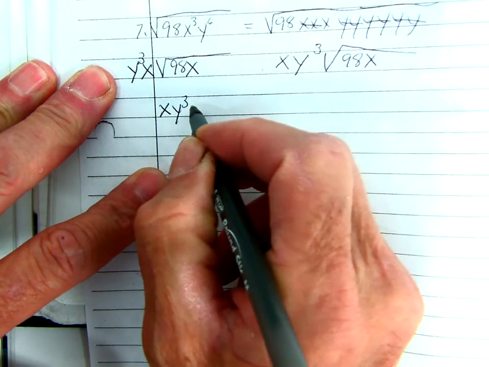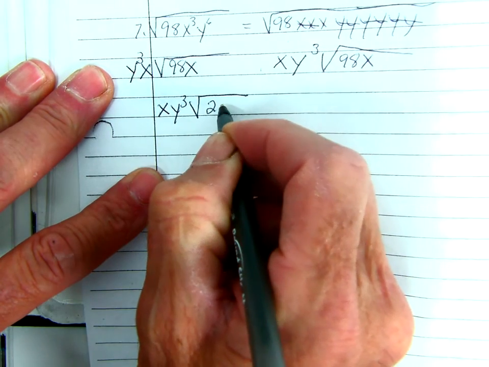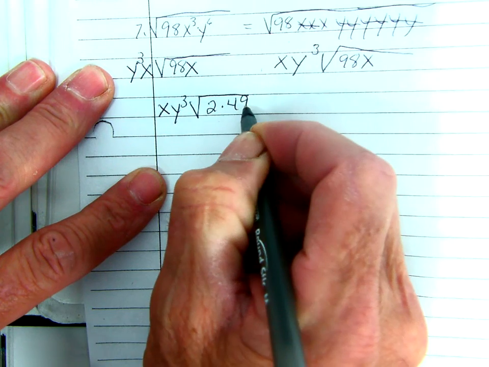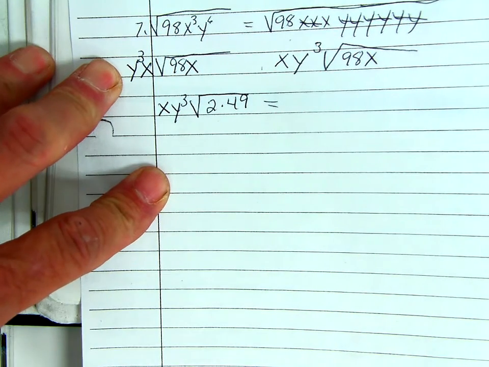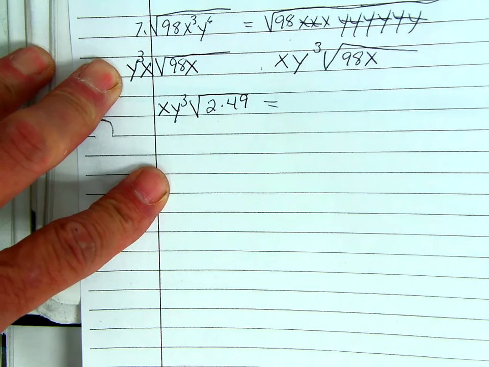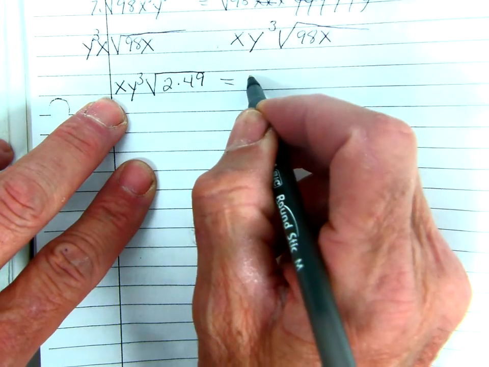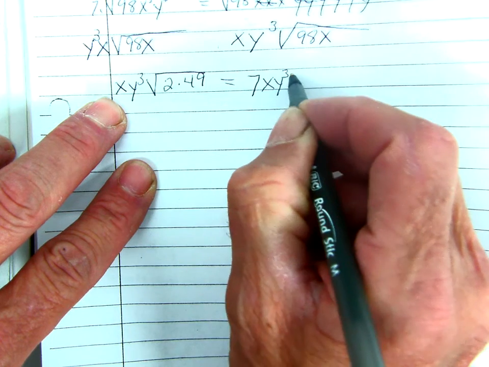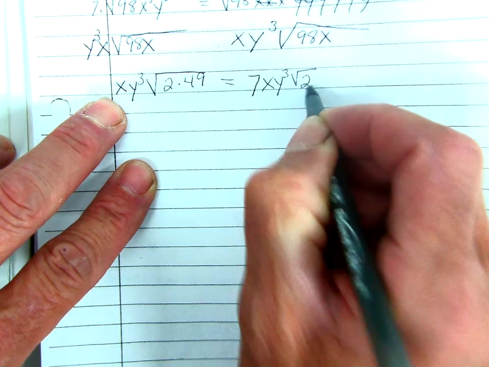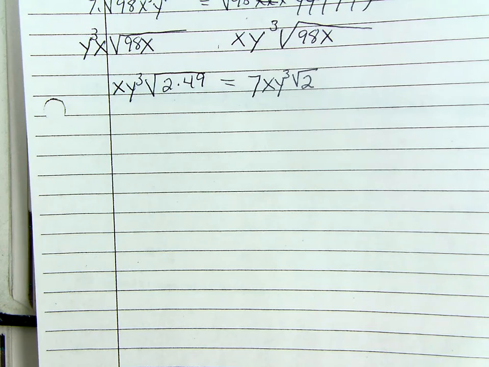We've got x, y to the third on the outside, and we've got 2 times 49 on the inside. And Molly said 49 is a perfect square. So what's the square root of 49? 7. So that's going to equal, we'll bring the 7 out. Now the only thing that's left on the inside is 2. Can't do anything with that 2, you're done. That's the answer.